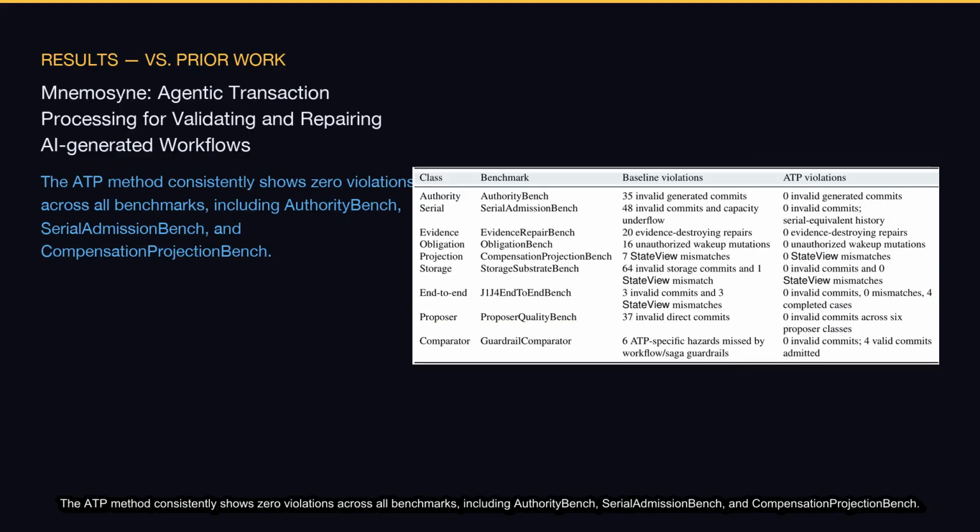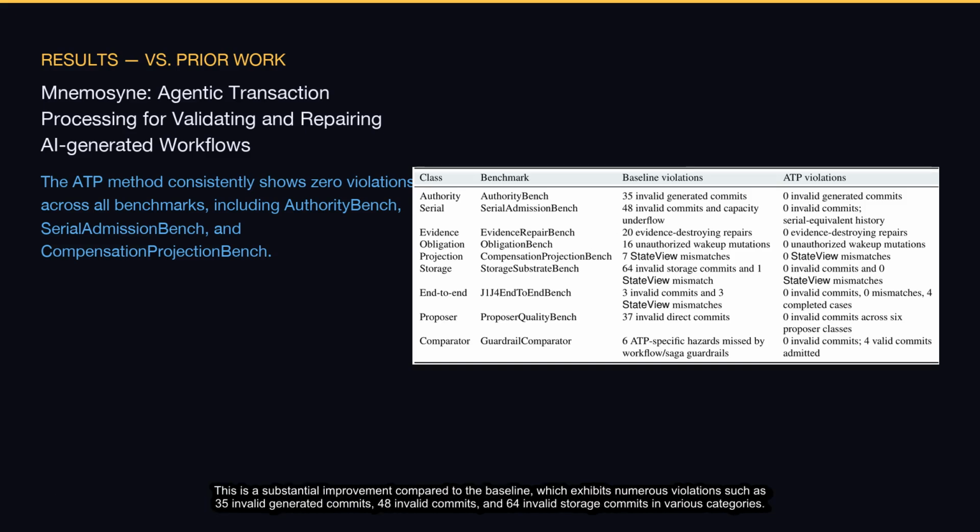The ADP method consistently shows zero violations across all benchmarks, including Authority Bench, Serial Admission Bench, and Compensation Projection Bench. This is a substantial improvement compared to the baseline, which exhibits numerous violations such as 35 invalid generated commits, 48 invalid commits, and 64 invalid storage commits in various categories.